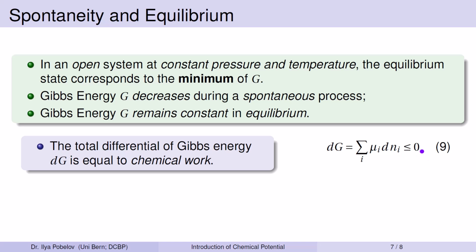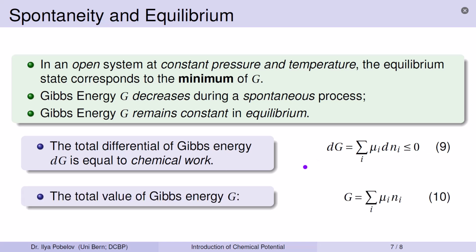Note that the chemical potentials and the amount of substance for all species in the system determine not only the change but also the total value of Gibbs energy. The summation of the product of chemical potential and the amount of substance across all species gives the total Gibbs energy for an open system.